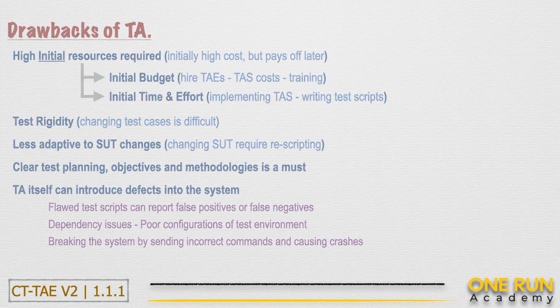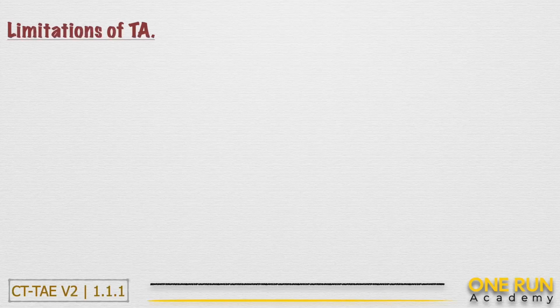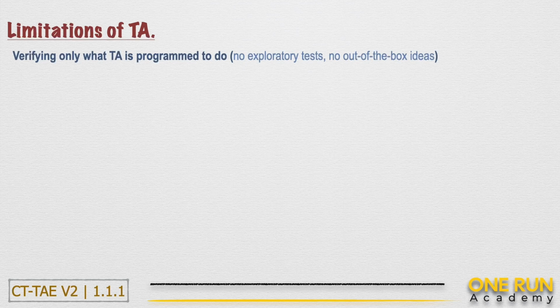Alright, I believe we've reached the final section of this lecture where we will look at the limitations of test automation, simply things it cannot do. As a starter, automation can only do what it's told. If it's not in the script, it's not happening. There's no room for creativity or those brilliant moments you get with exploratory testing.